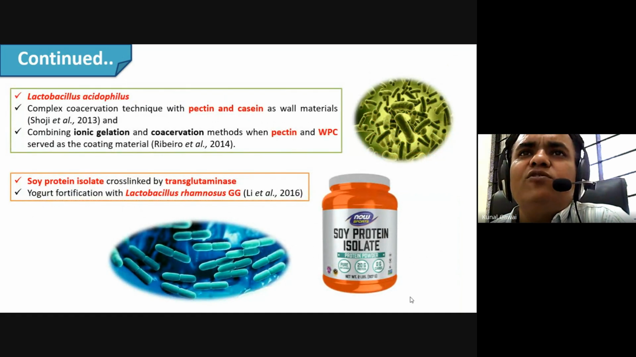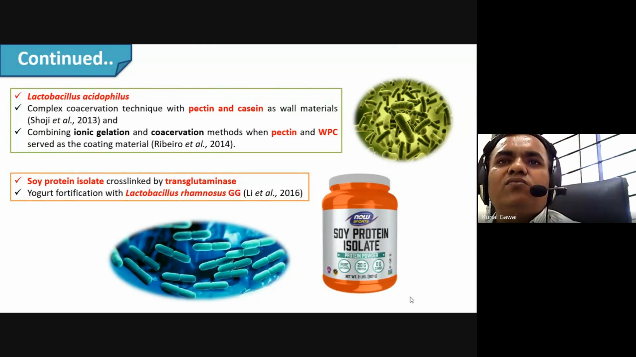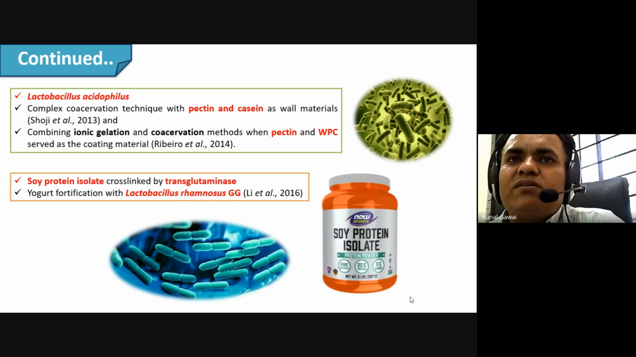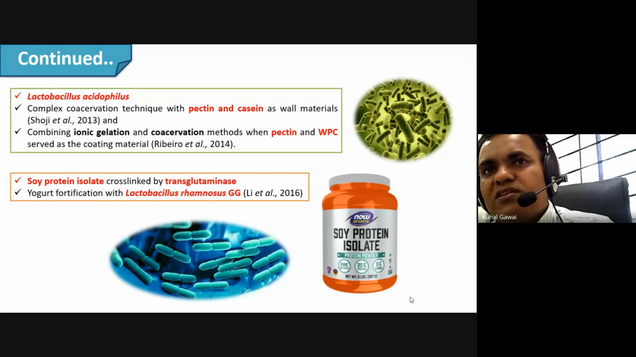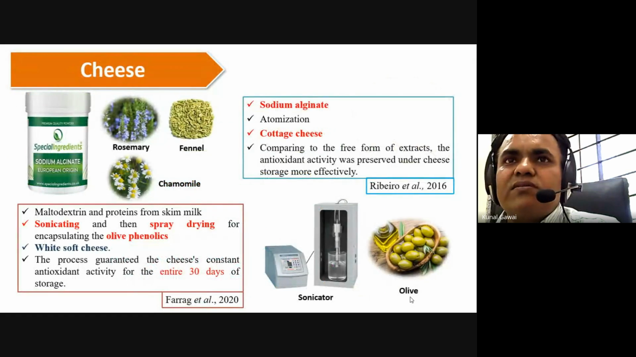Some tried Lactobacillus acidophilus. A complex coacervation technique with pectin and casein as wall material, or some tried the ionic gelation or coacervation method, where they use pectin and whey protein concentrate as a coating material. In certain conditions, like Lactobacillus rhamnosus, a probiotic organism, this is incorporated into yogurt with the help of microencapsulation.